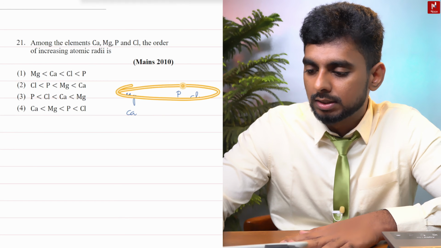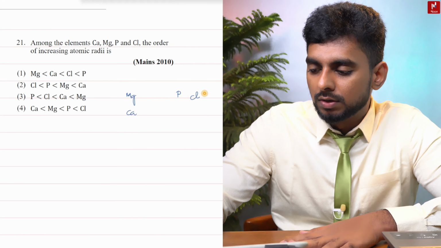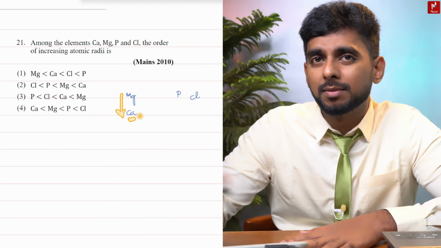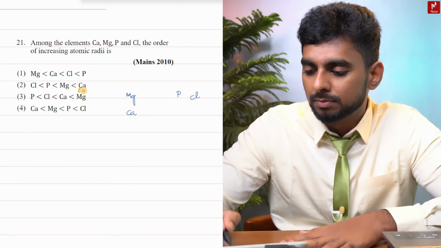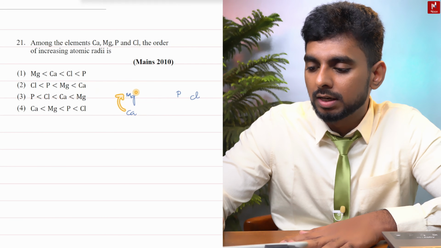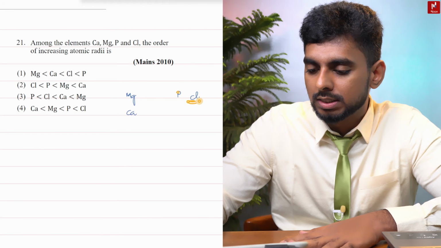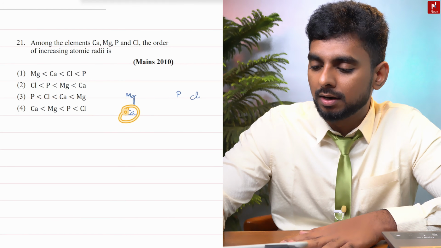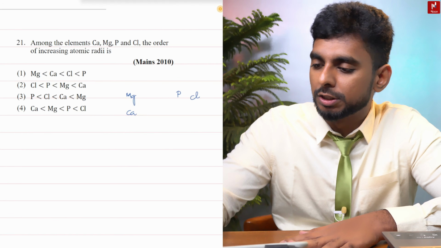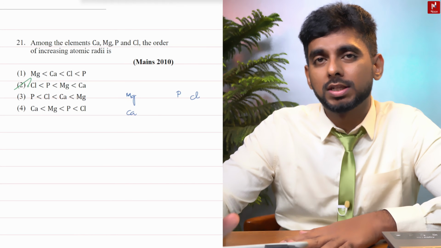Magnesium, phosphorus and chlorine are in the same period, therefore the radius decreases. Calcium is down the group from magnesium, therefore calcium has the maximum atomic radius. Then you have magnesium, then across the period it decreases, therefore chlorine has the lowest atomic radius. Only one option is possible just by figuring out calcium. That's going to be option 2. It has to be clear. Simple sum. Let's move to the next one.